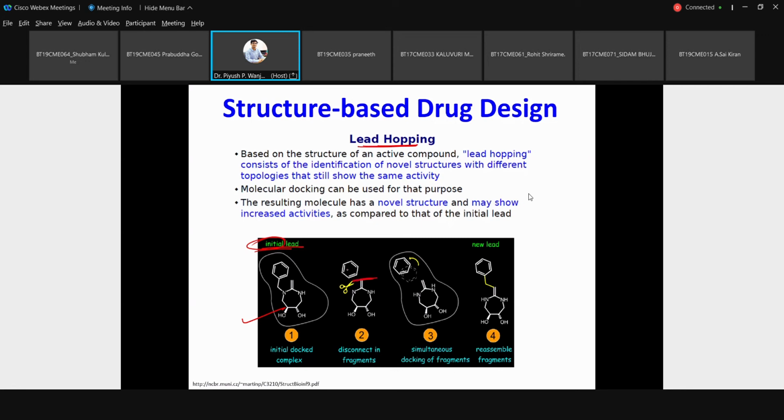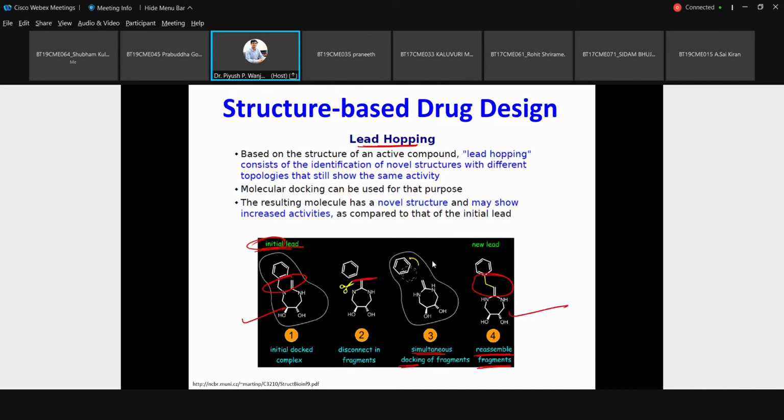Them out, and you can again screen both of the compounds against your receptor value. Simultaneously, you can dock different fragments, different sections of your compounds, and maybe you can come up with a new lead. Like here, whatever the earlier spacing was there, this can be changed to this kind of spacing. So a new compound you came up with by reassembling the fragments.